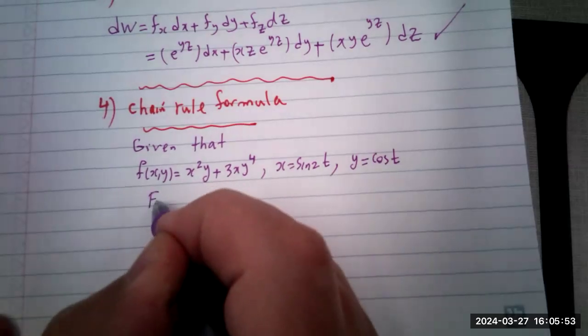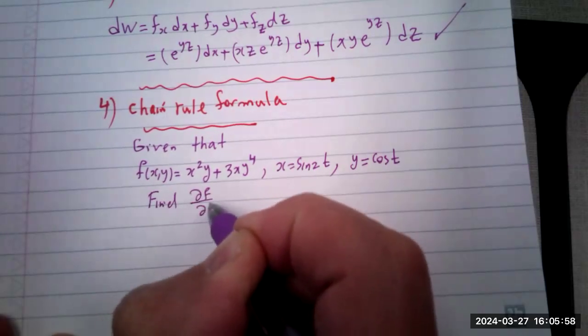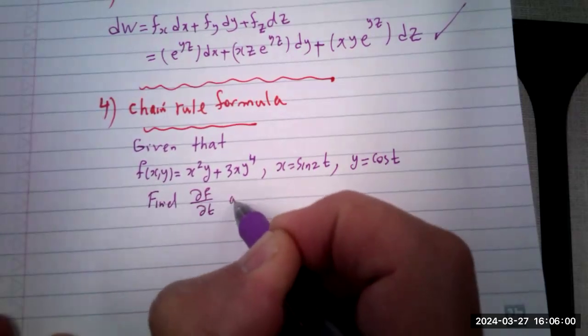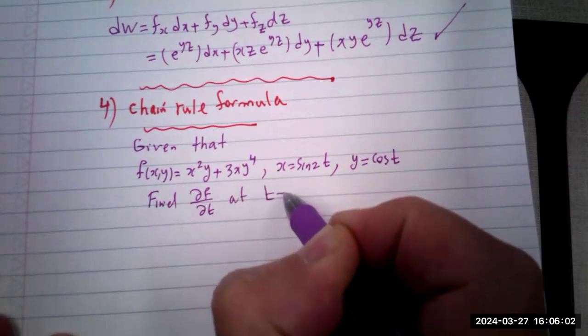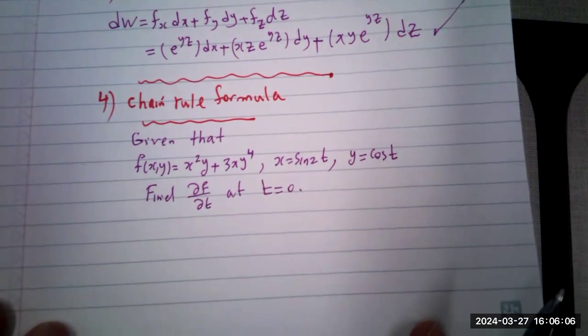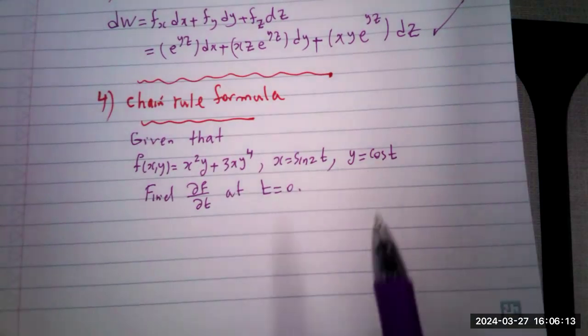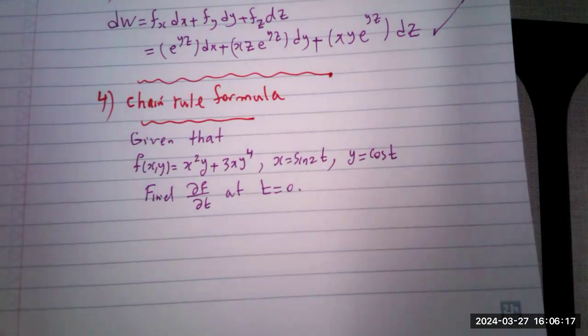So we'd like to find ∂f/∂t at t equal to 0. That's easy, guys. We are interested in the second one. Since they ask it at t equal to 0, you better substitute first, find the x and the y first. That makes it easy. You need them.